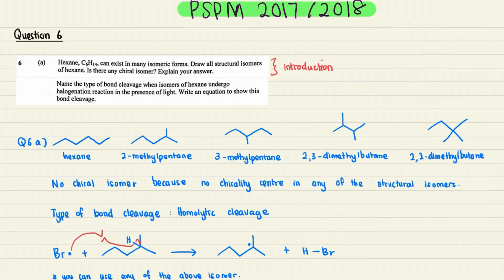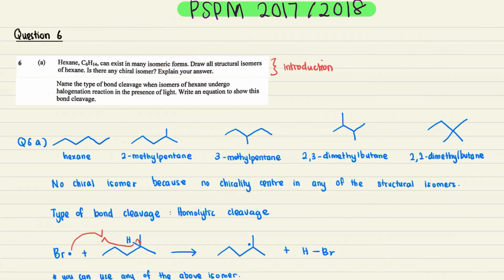So basically, semua structure isomer ni tak ada langsung chiral carbon. Okay, so no chiral carbon means no chiral isomer lah because no chirality center in any of the structural isomer. Okay, so itu je yang dia minta explain tu. Ini je lah explanation dia.